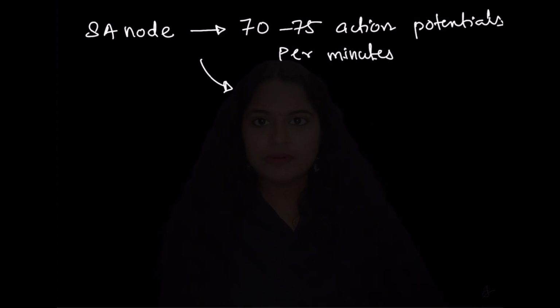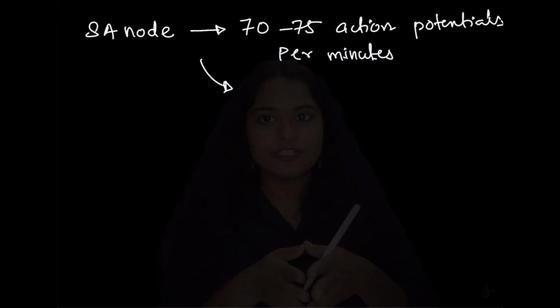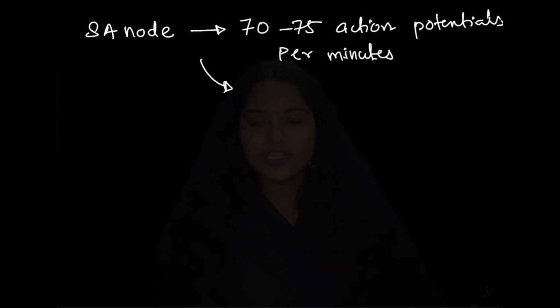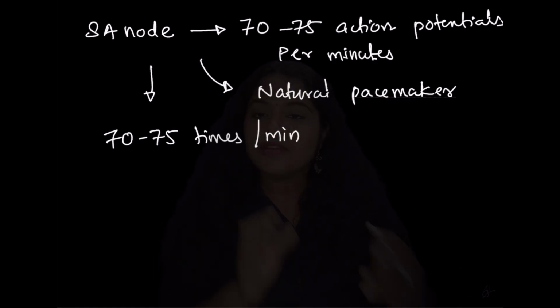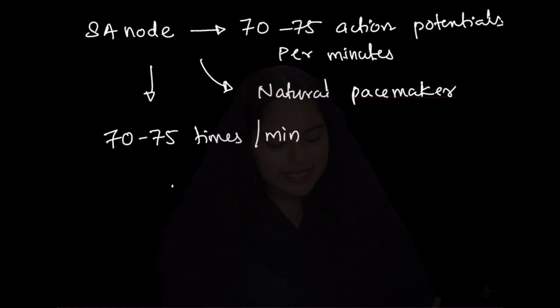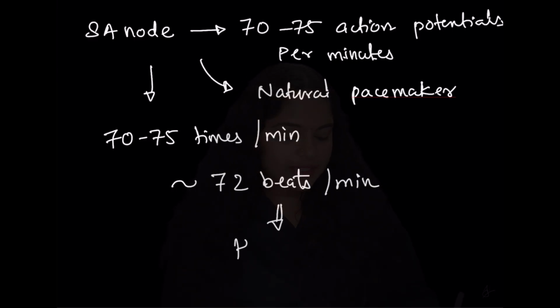And this is responsible for maintaining the contractile activity of the heart. This SA node is also called the natural pacemaker of the heart. So what does that mean? Our heart can beat 70 to 75 times per minute, and that is an average of 72 beats per minute, which is known as the heart rate.